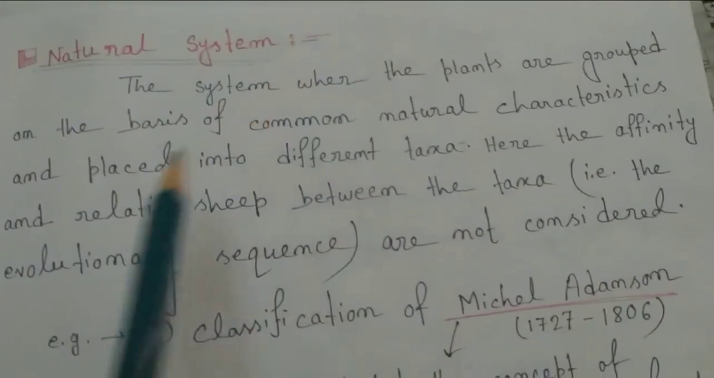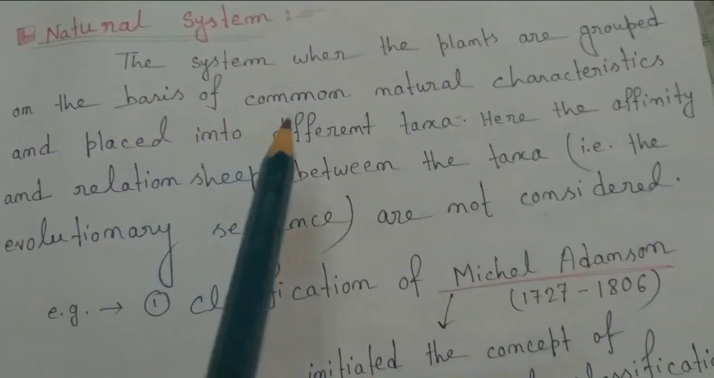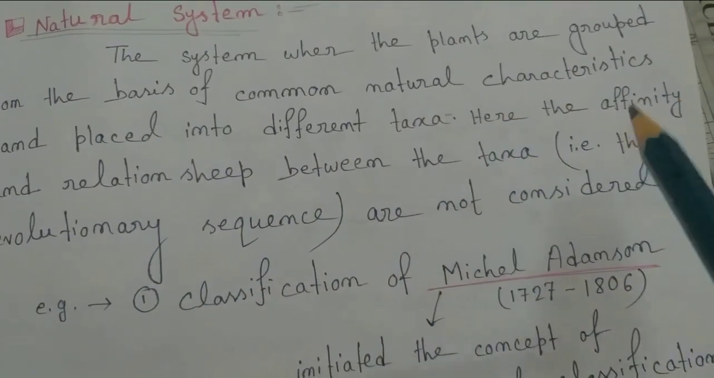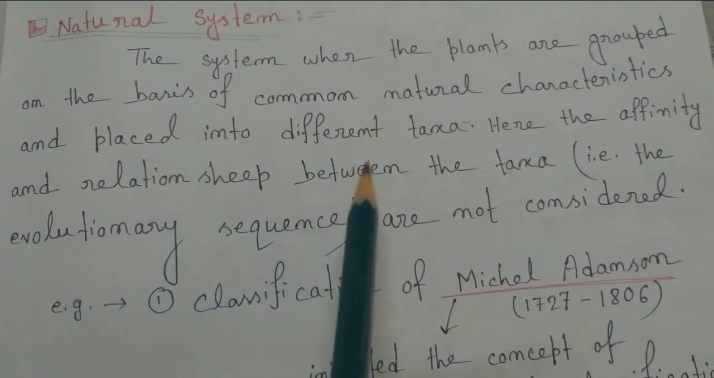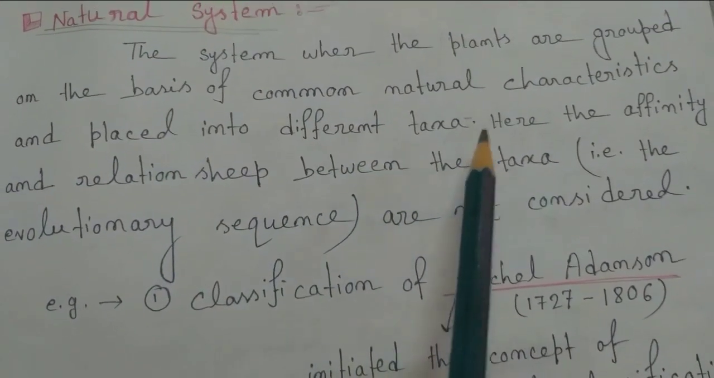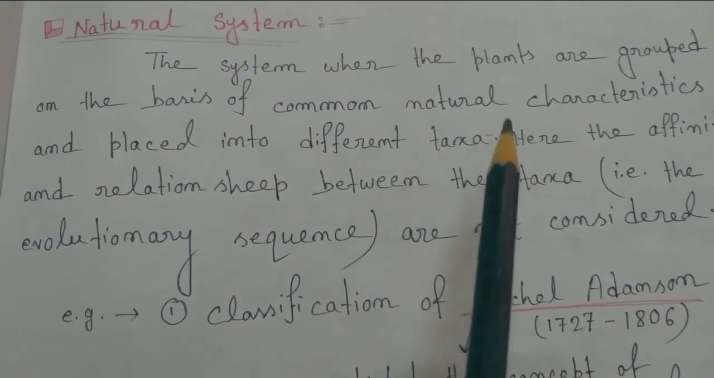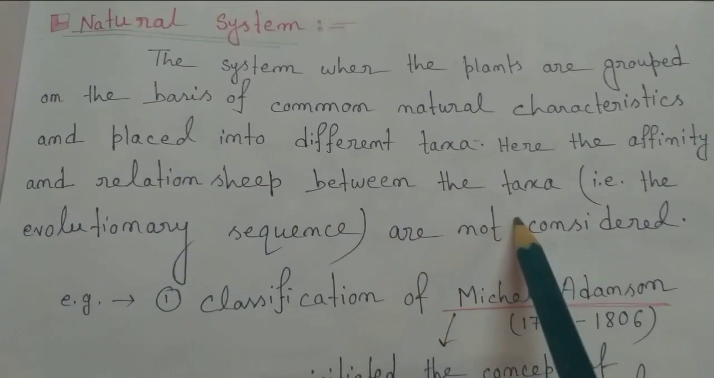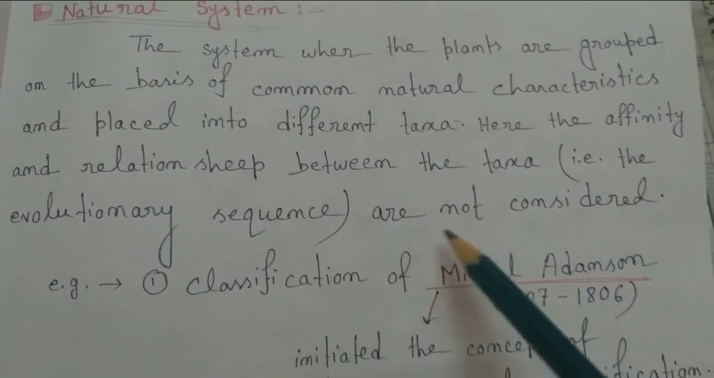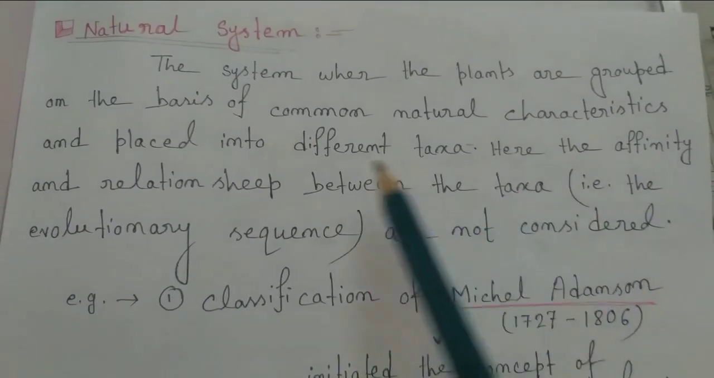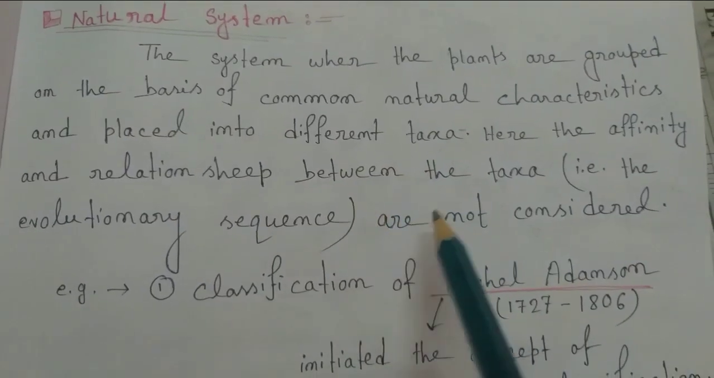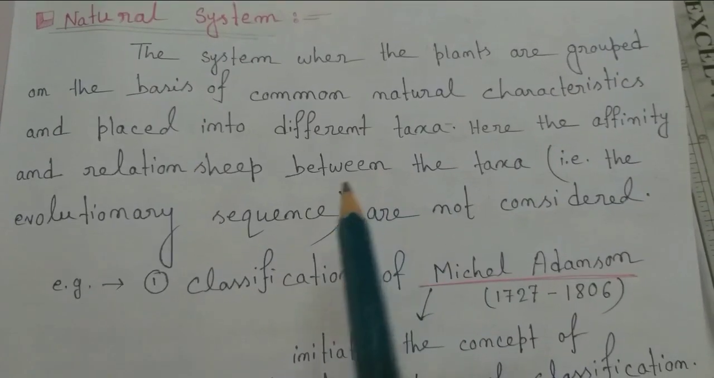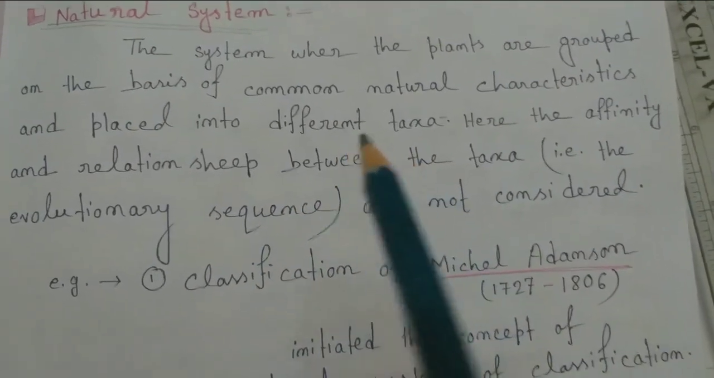Now the natural system is the system where the plants are grouped on the basis of common natural characteristics and placed into different taxa like classes, orders, families, genera, etc. And here the affinity of relationship between the taxa, that means the evolutionary sequence, is not considered. So this is based only on natural characteristics, but no evolutionary sequence is used.